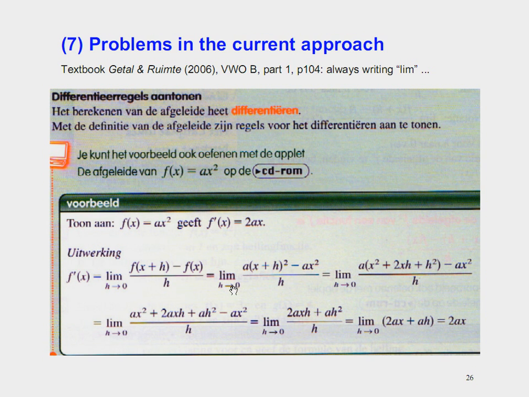Now, in the first steps, they still might write limit h goes to 0, but in subsequent steps, it often happens that students no longer write it like that, and this costs them points. So in a new approach, you don't have to do it like that. It's easier to write it in a different manner and still understand what you are doing.